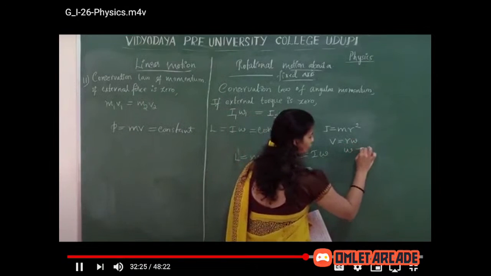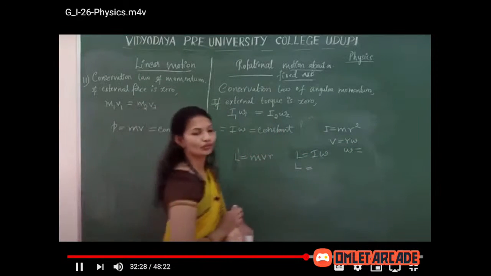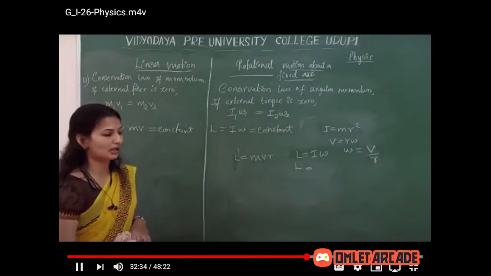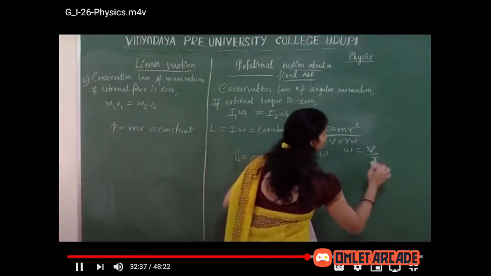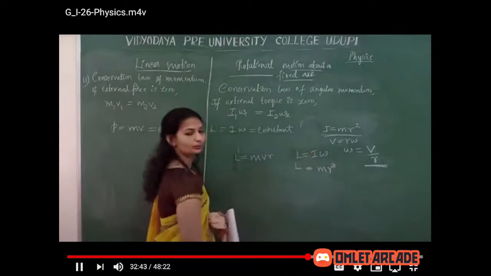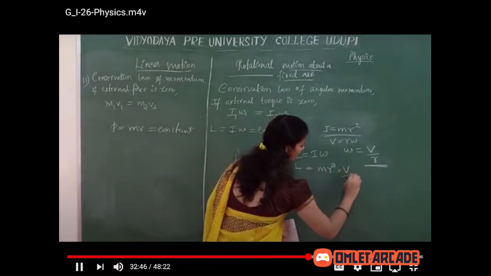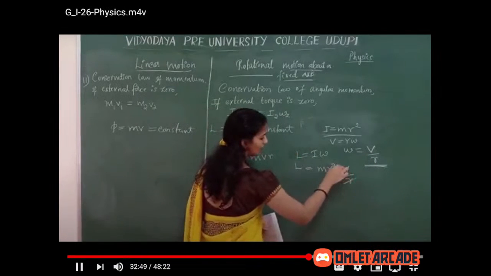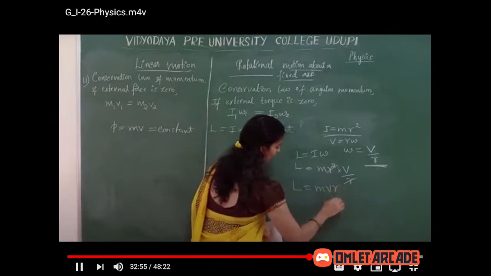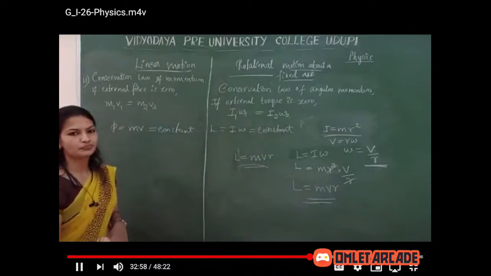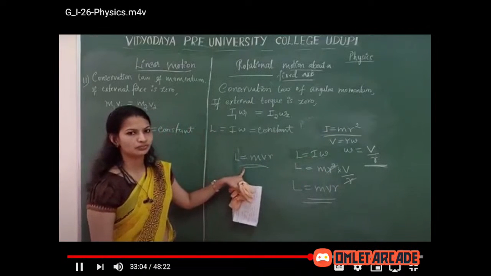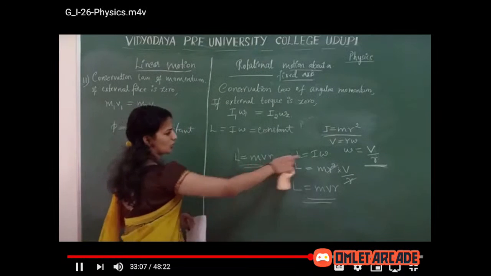In this expression, we can write omega which is equal to v by r, isn't it? Just substitute this value here: mr square in place of I, and in place of omega I will write v by r. But r will cancel here. The remaining is mvr. See, same, right? On solving this also we will get the same expression. Okay? Remember these two expressions.